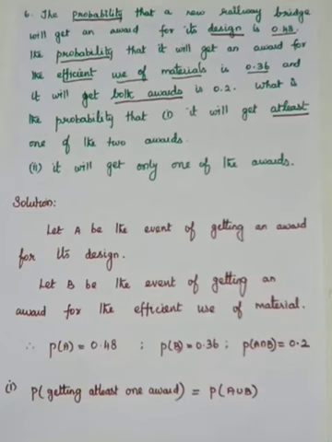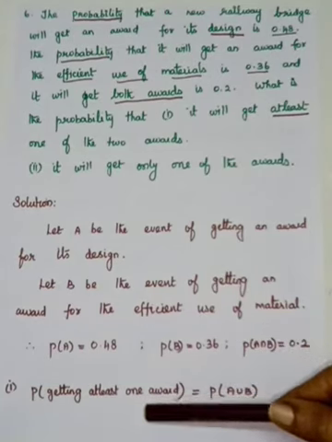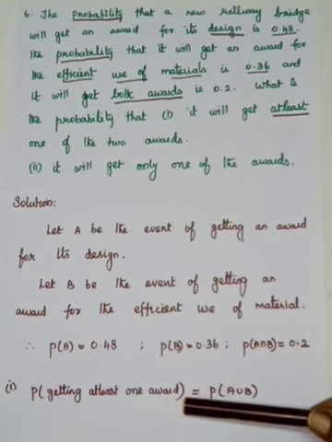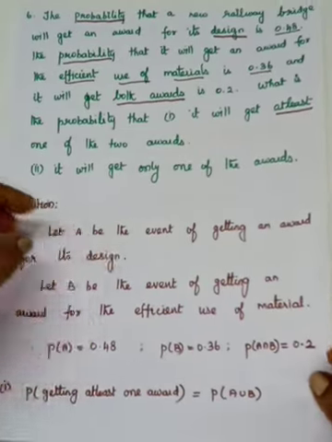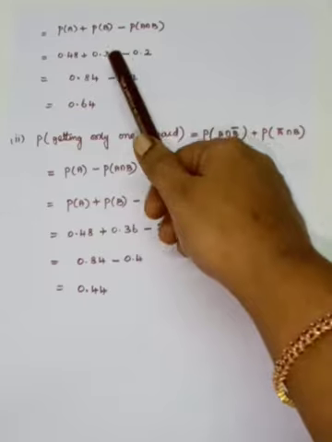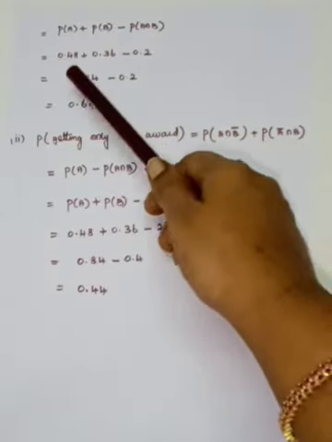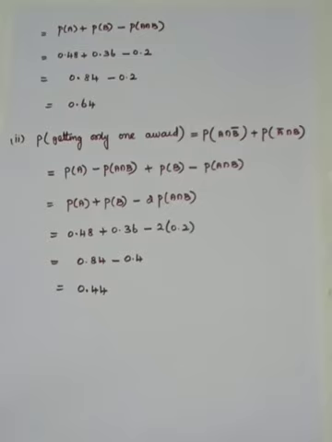So it may be one award or two awards. Therefore the probability of getting at least one award is nothing but either A or B or both. So we have to find out P of A union B. So for the first subdivision, getting at least one of the two awards is nothing but P of A union B. So what is the formula for P of A union B? P of A plus P of B minus P of A intersection B.